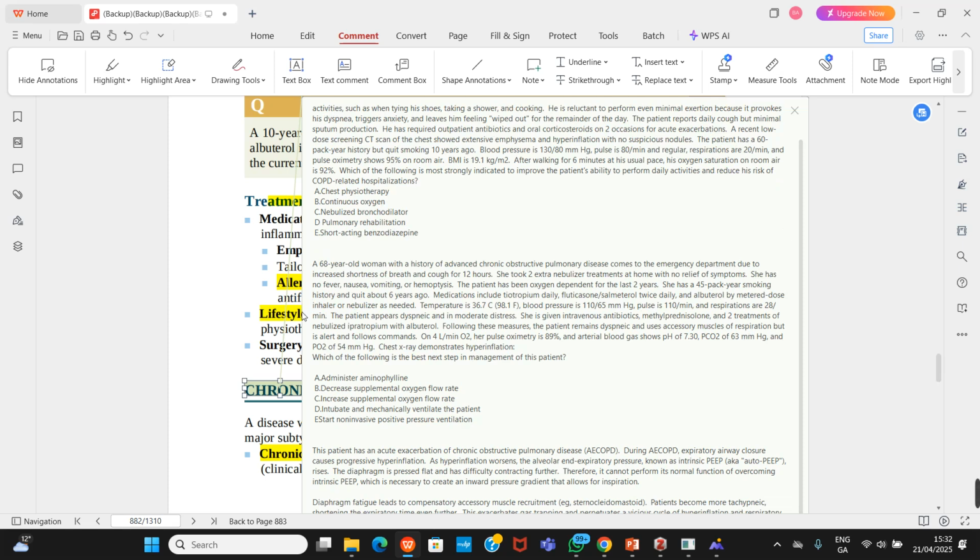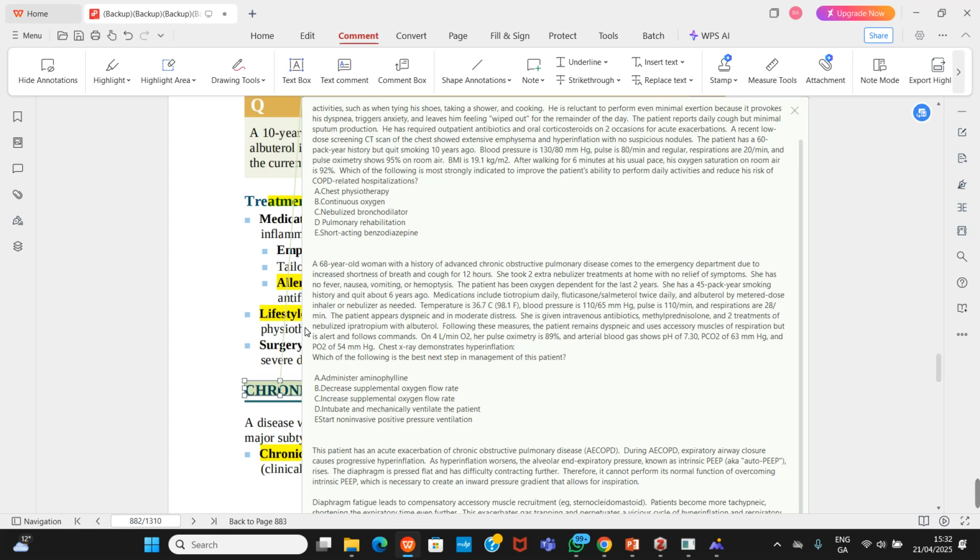A 68-year-old woman with a history of advanced COPD comes to the emergency department due to increased shortness of breath and cough for 12 hours. She took 2 extra nebulizer treatments at home with no relief of symptoms. She had no fever, nausea, vomiting, or hemoptysis. The patient has been oxygen dependent for the past 2 years. She has a 45-pack-year smoking history and quit 6 years ago.